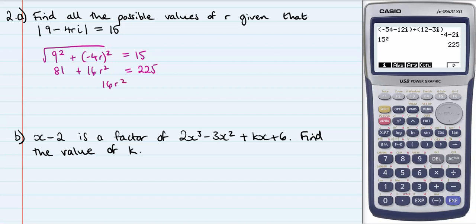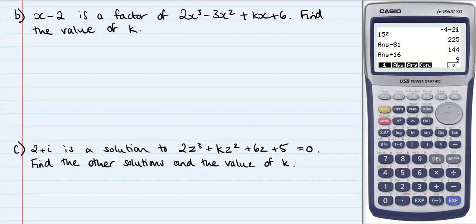So 16r squared is equal to 225 minus 81. Okay, let's divide that by the 16. R squared is 9, so r is plus or minus 3.